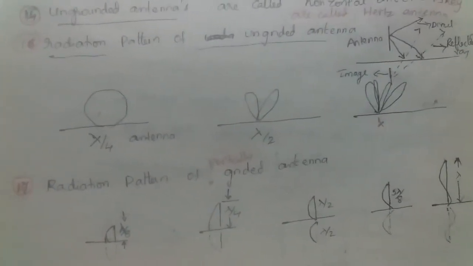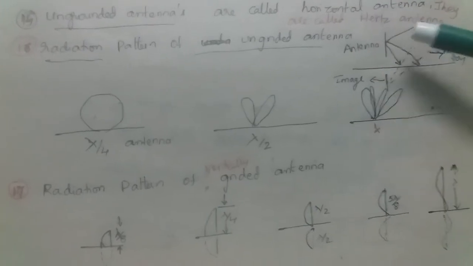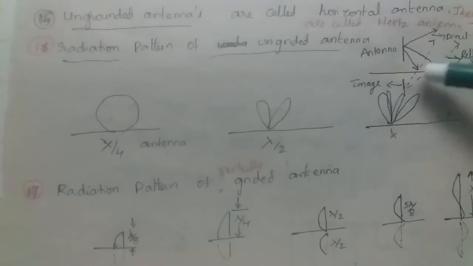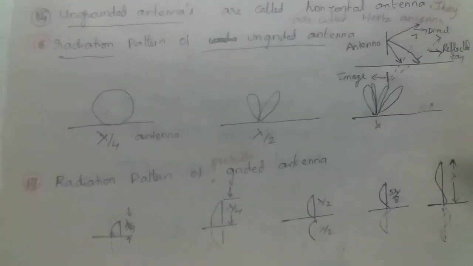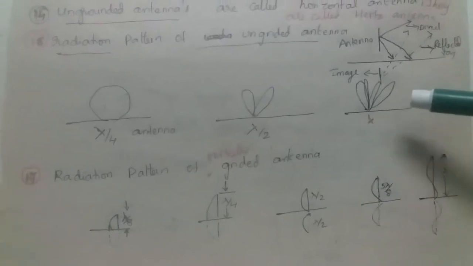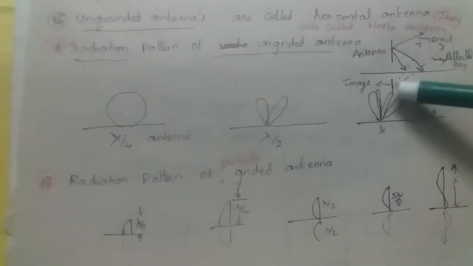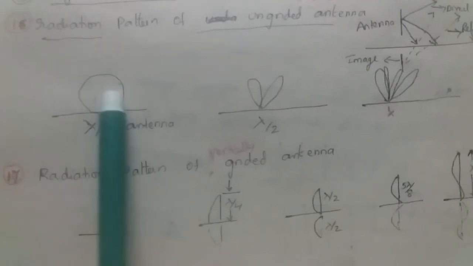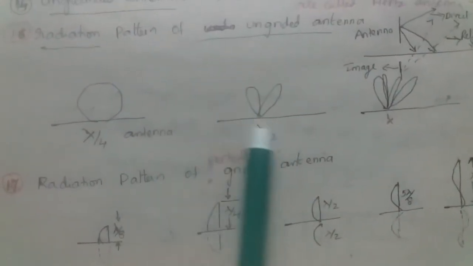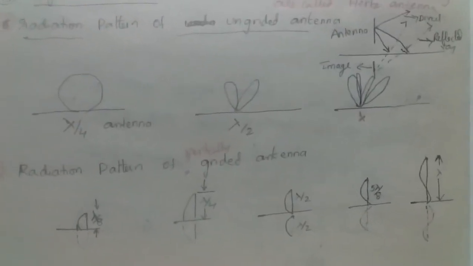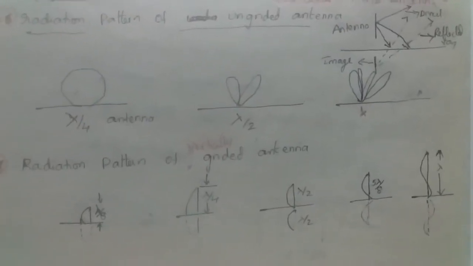So, the resulting radiation may be treated as that coming from the actual antenna, and also from the image antenna. So, the net effect is as if it is coming from two antennas. Here is a radiation pattern of a lambda by 4 antenna, which is spherical in nature. And then you have a lambda by 2 antenna, you have two lobes. Lambda antenna, wherein you have 4 lobes.